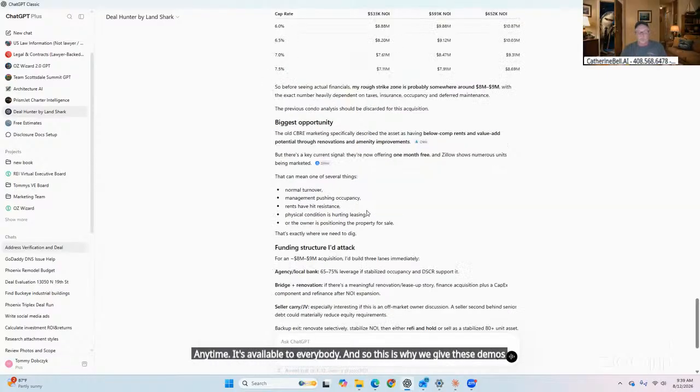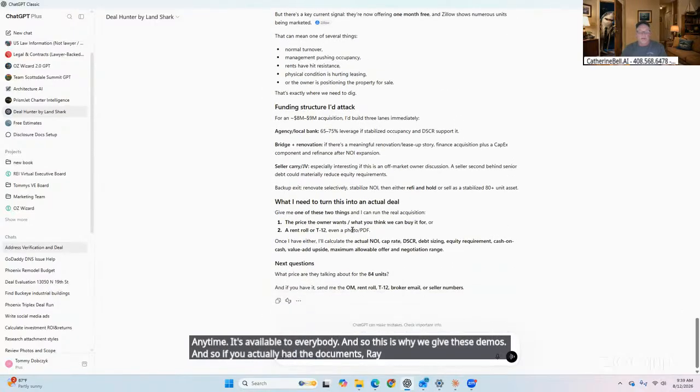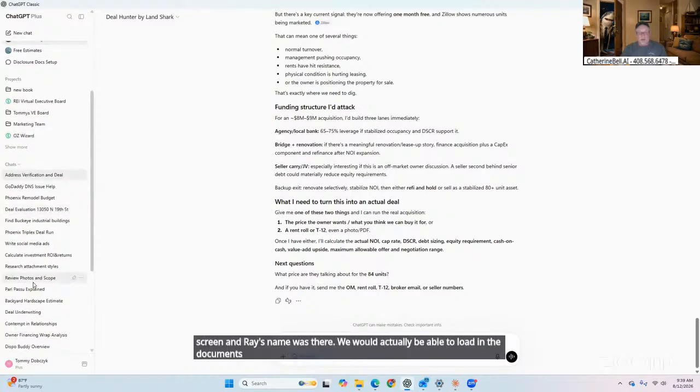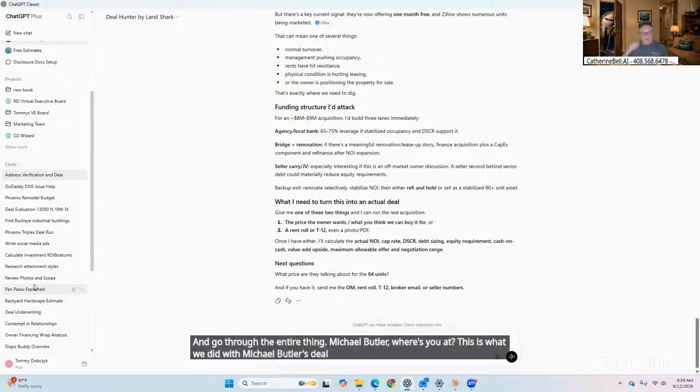And so if you actually had the documents, Sid, I was looking at the screen and Ray's name was there. We would actually be able to load in the documents and go through the entire thing. Michael Butler, where are you at? This is what we did with Michael Butler's deal. Michael Butler is raising capital to buy the Church Avenue property and Washington out in Philadelphia.